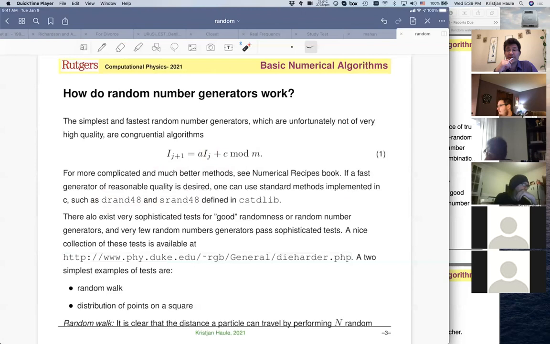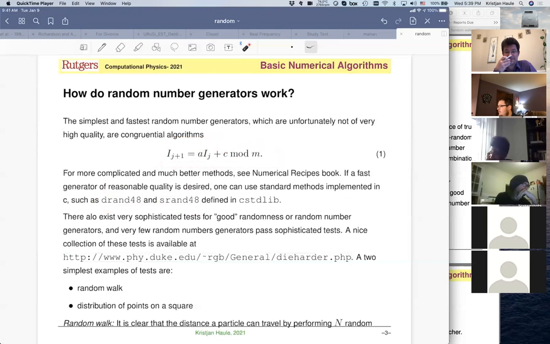And the simplest random number generators have just a formula like that. So basically, here A is some constant, C is some constant, and M is some constant, and you take the modulo of something. And so we see that basically these numbers are very, very deterministic and have very little to do with randomness, but they appear random to a first approximation.